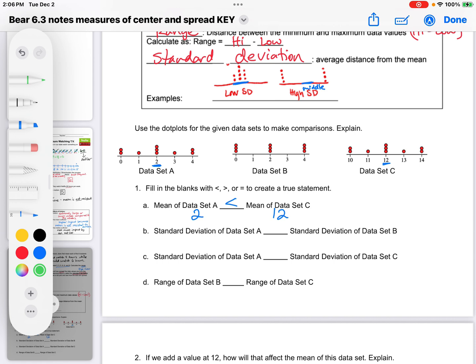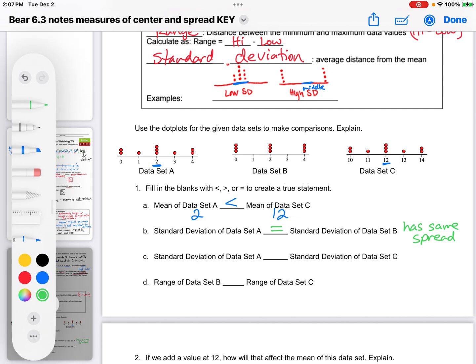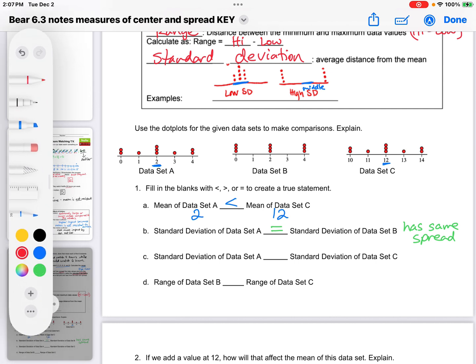Now let's look at the standard deviation. Data set A and data set C have the same spread. So you can tell that the dots on data set A and the dots on data set C are exactly the same distance away from the middle. So those standard deviations are going to be equal. Okay? Remember, standard deviation is talking about the distance from the middle. It's not talking about what that value is. Okay? The next one says standard deviation of set A is what compared to set C?